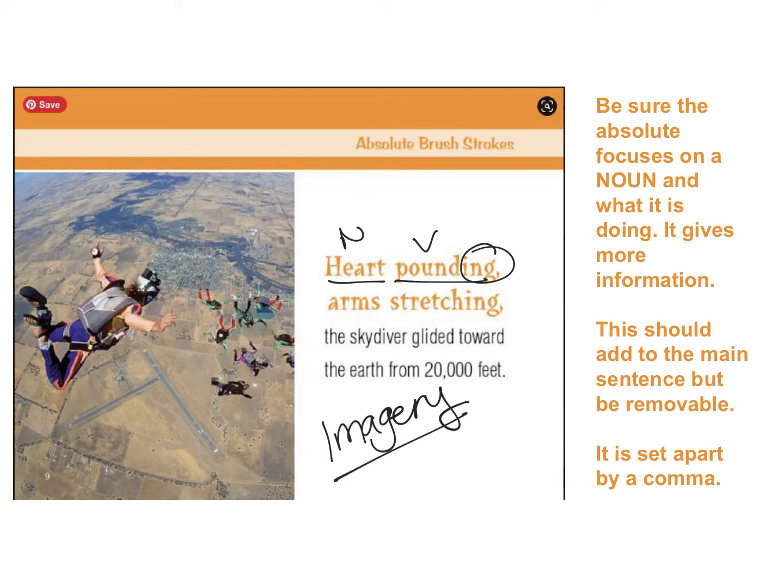So you want to make sure that your absolute focuses on a noun. So you'll see this heart pounding, arms stretching focuses on the skydiver, which was our subject of the sentence. It's giving more information. It should add to the main sentence, but it's removable. And you're going to notice that it's set apart by commas. Those commas act like Velcro. You can stick it to the sentence or you could remove it. It's not like glue. It's not a permanent attachment. So anything that can be added can be taken away in terms of using the comma for an absolute.